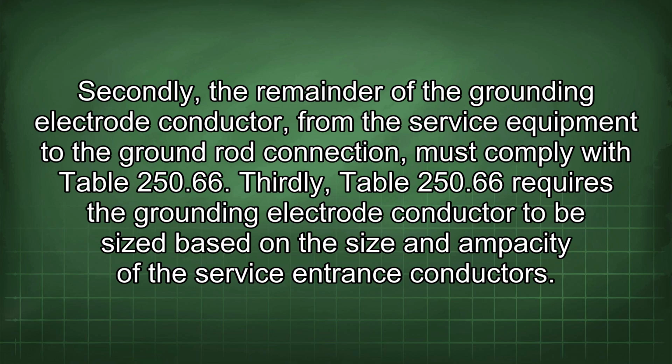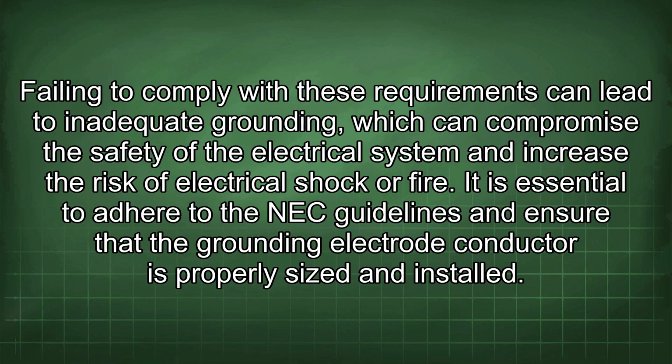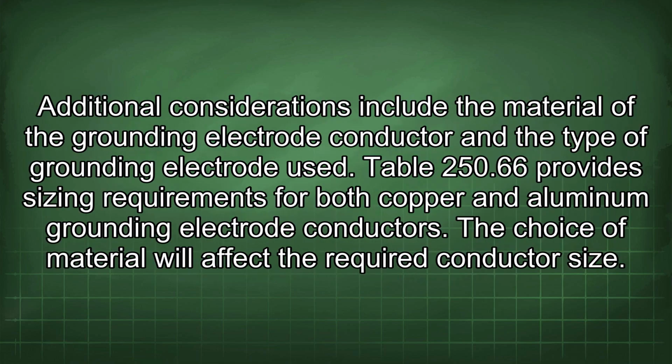Thirdly, Table 250.66 requires the grounding electrode conductor to be sized based on the size and ampacity of the service entrance conductors. Failing to comply with these requirements can lead to inadequate grounding, which can compromise the safety of the electrical system and increase the risk of electrical shock or fire. It is essential to adhere to the NEC guidelines and ensure that the grounding electrode conductor is properly sized and installed.